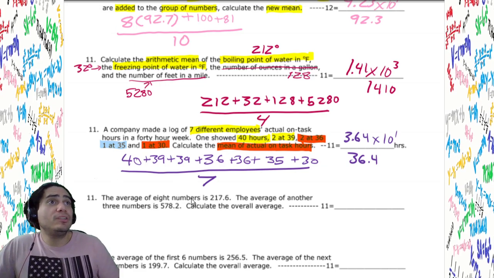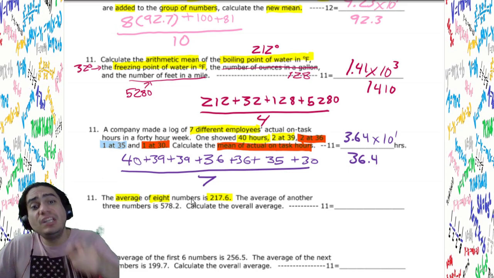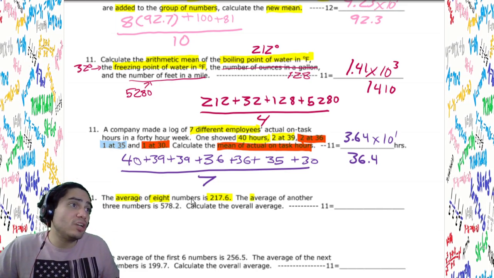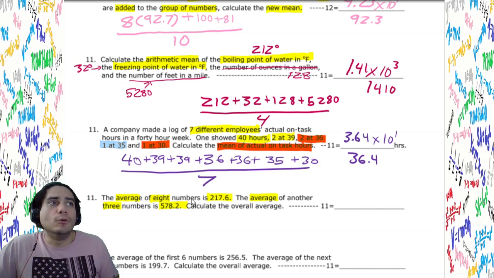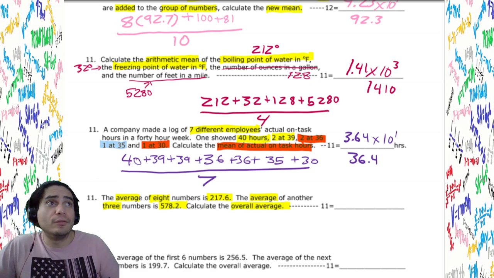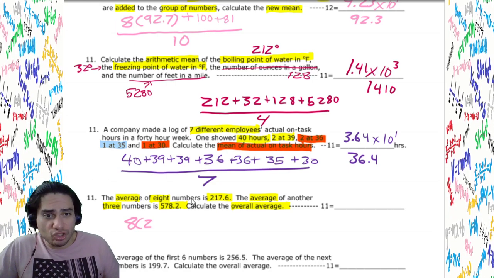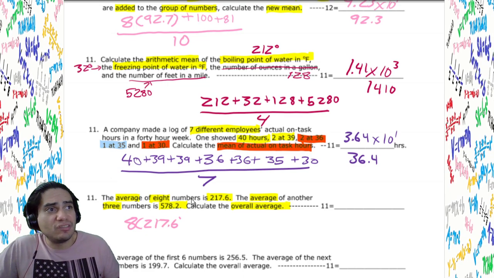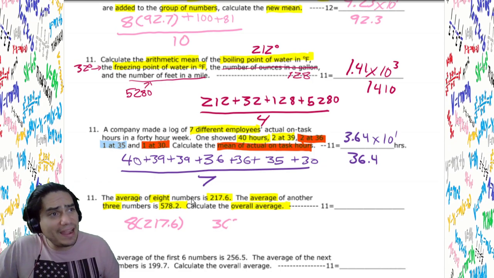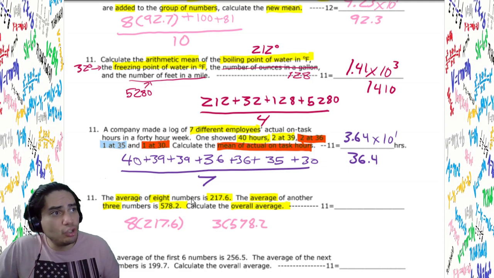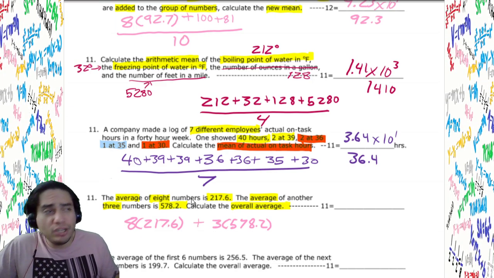The average of 8 numbers is 217.6, so it even tells us average, but average means the mean. The average of another 3 numbers is 578.2. Calculate the overall average. So let's set this up. We got 8 numbers times 217.6, but then we also have 3 numbers at 578.2. Now we're going to put them together because we're going to add all the numbers together.